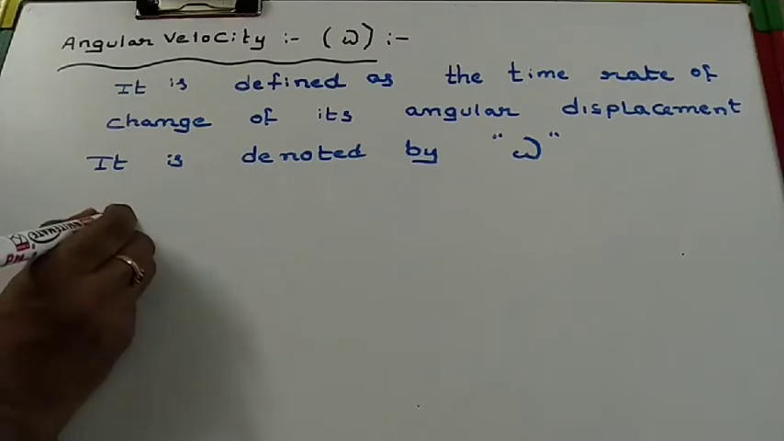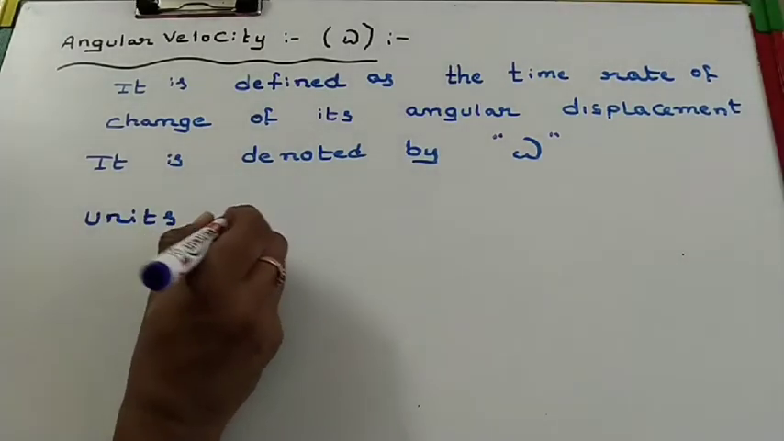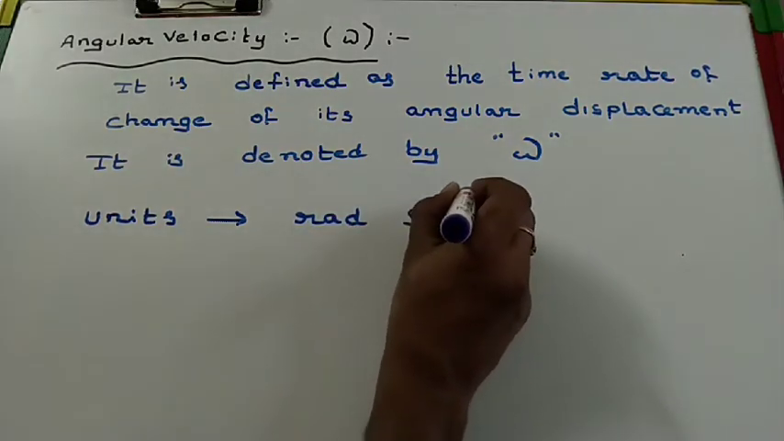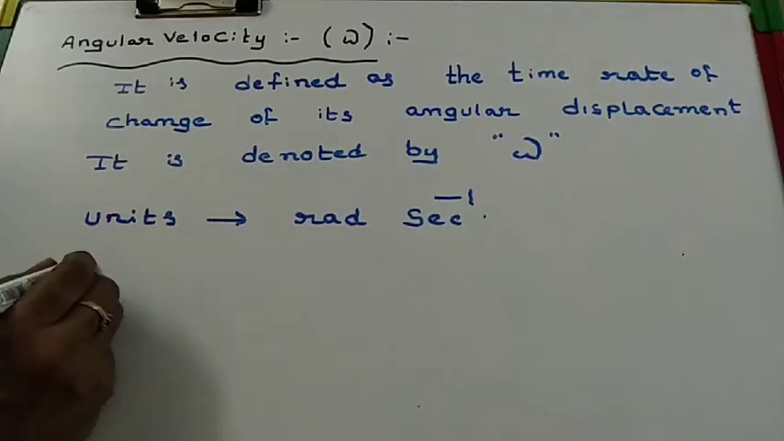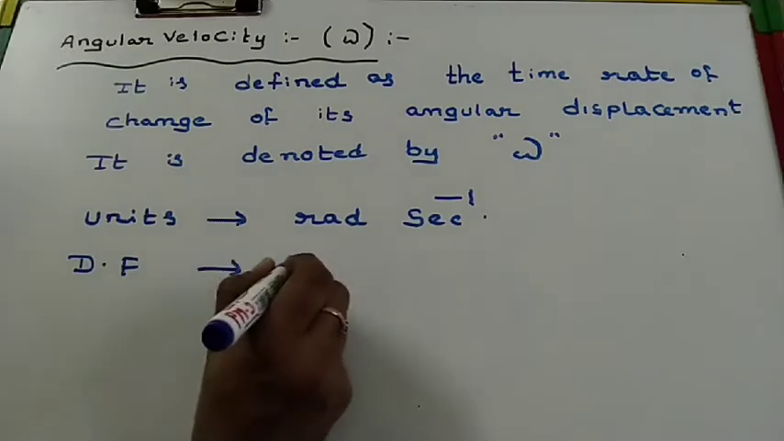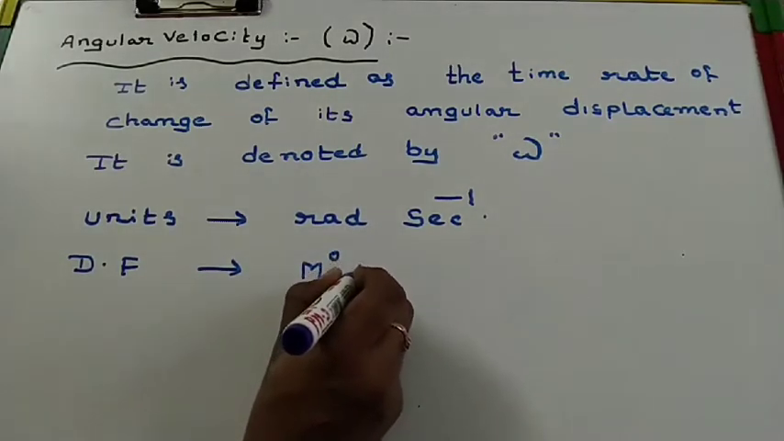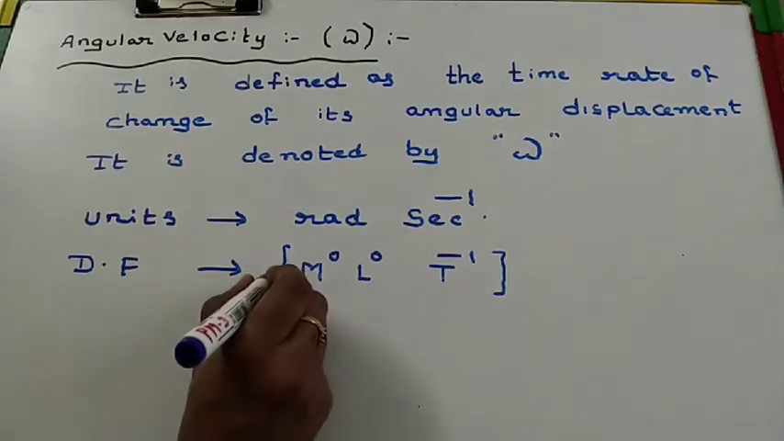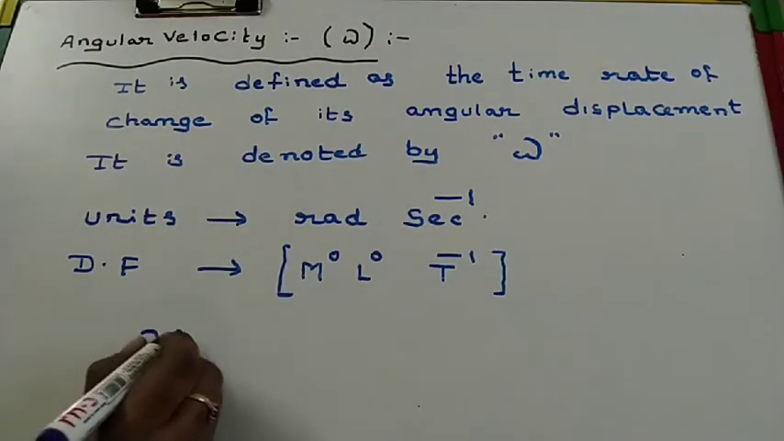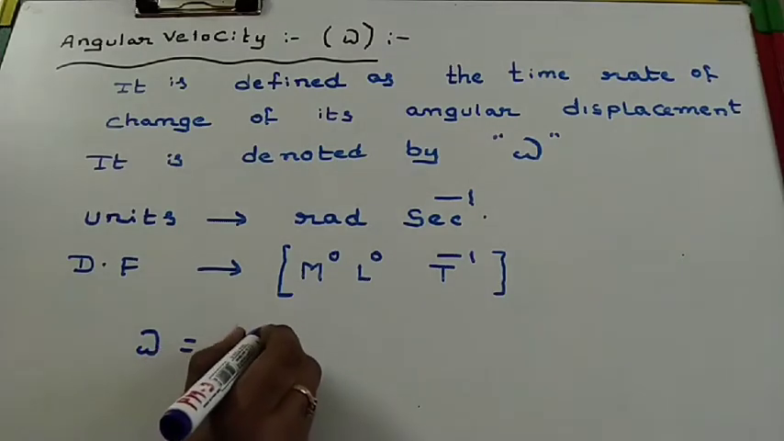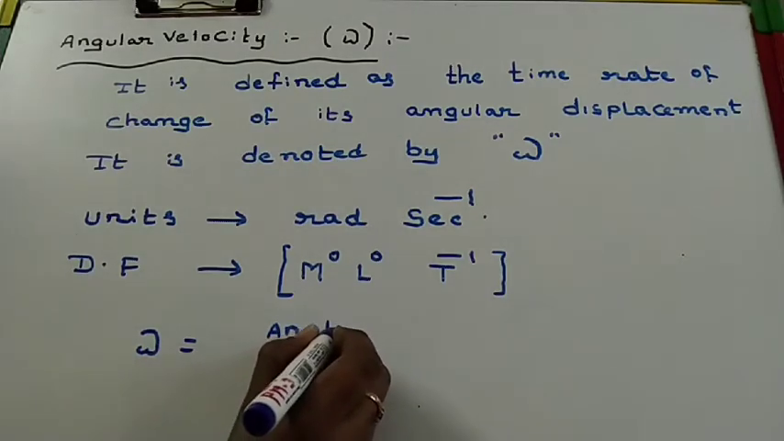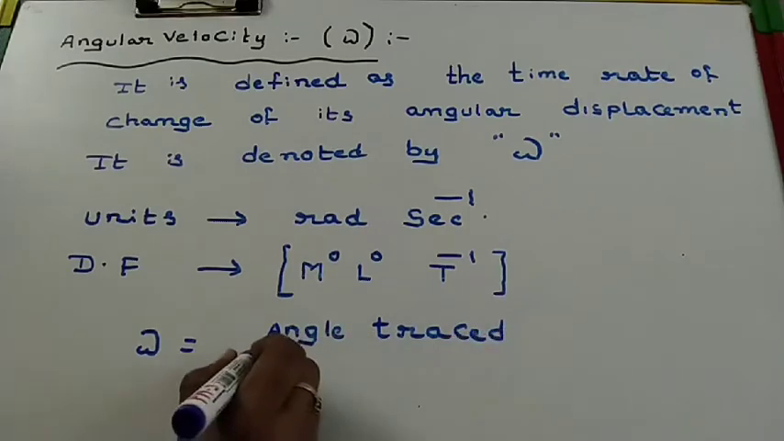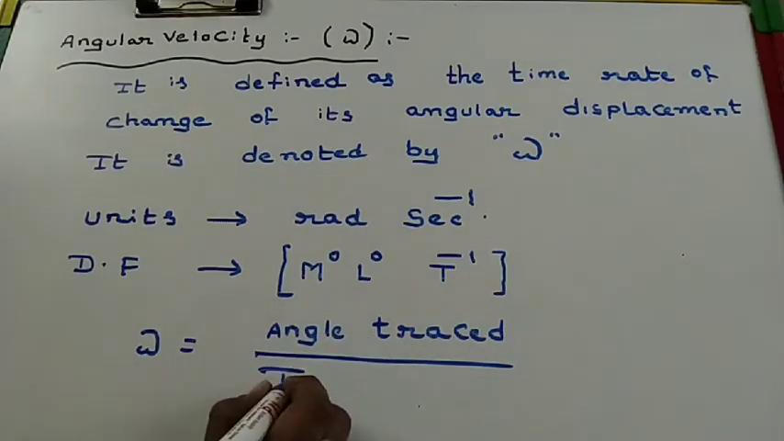Units: radian second to the power of -1. Now, dimensional formula. The dimensional formula is M^0 L^0 T^-1. Now, omega is equal to angle traced whole by time taken.